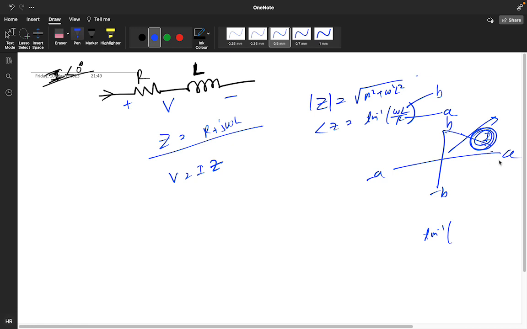Whatever belongs to the first quadrant, 0 to 90 degrees, whatever angle you substitute, you will get the positive value only. So what does this represent? This is nothing but phi.